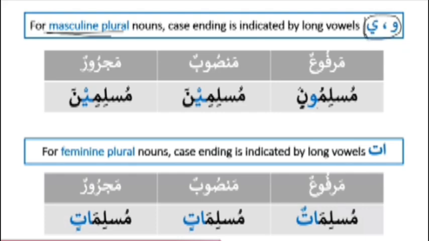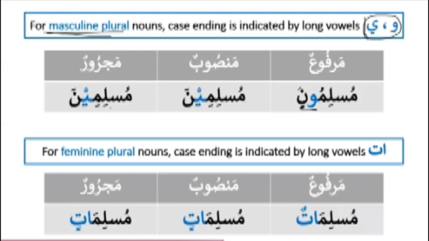So now what do we have? We have waw and ya. What sound do we have? We have the sound of una, ina, ina. Una, ina, ina. Muslimuna, muslimina, muslimina.